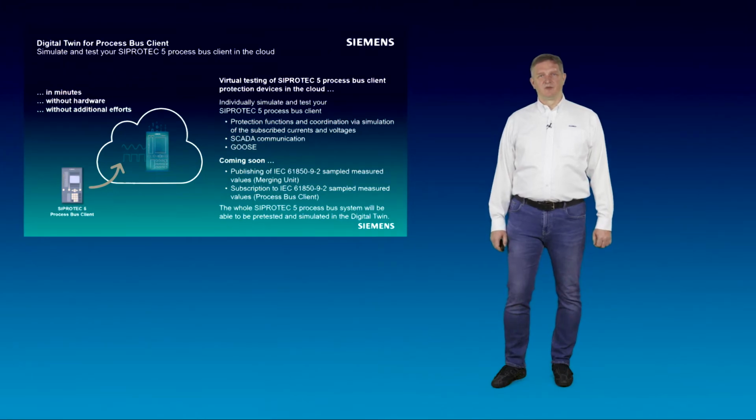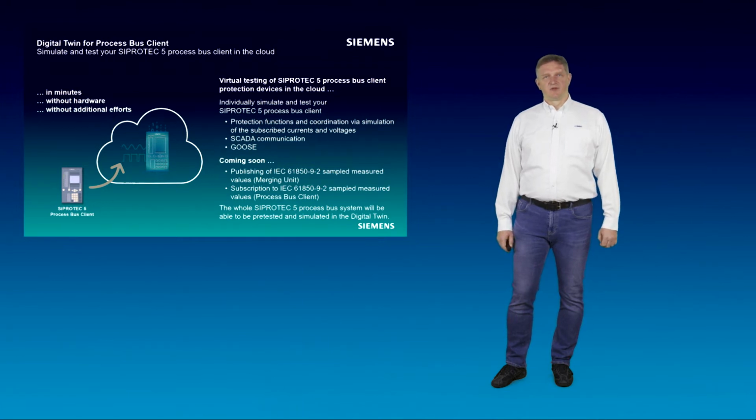The ZProtect 5 digital twin allows you to individually simulate and test your ZProtect 5 Process Bus client. Testing of protection functions and protection coordination via simulation of subscribed currents and voltages is possible. SCADA communication and GOOSE signals between ZProtect 5 devices can be tested.